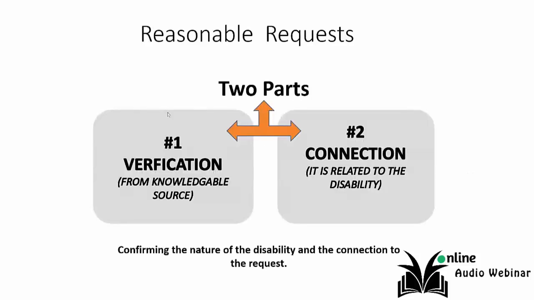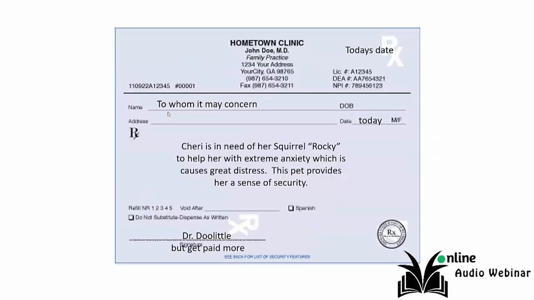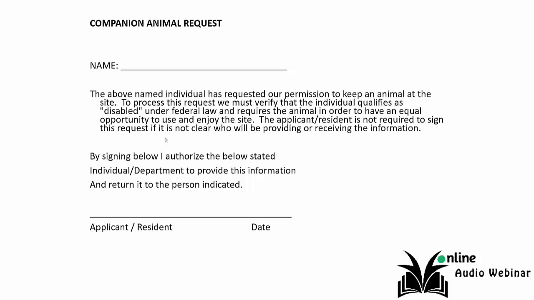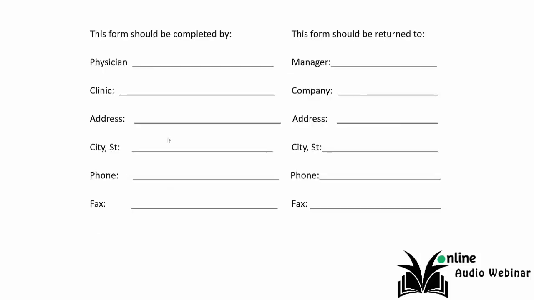Now, on our requests, of course, we have a verification from a knowledgeable source. In the past, and still today, doctors can write it on a prescription pad. The medical professionals can say this person is in need of a cat or a dog or whatever it would be. So we developed what's called a companion animal request form. Authorization is at the top of the form, and it's sent to the doctor or physician or therapist, and it's returned to you as the manager of your complex.